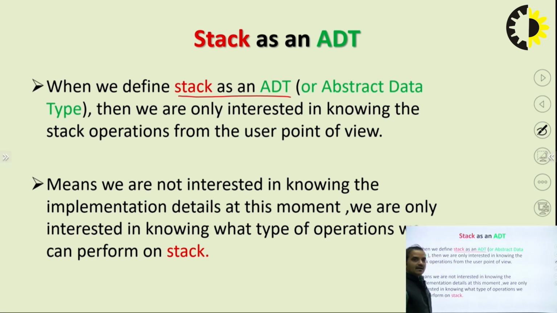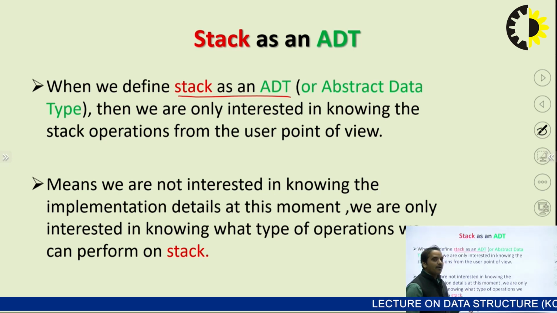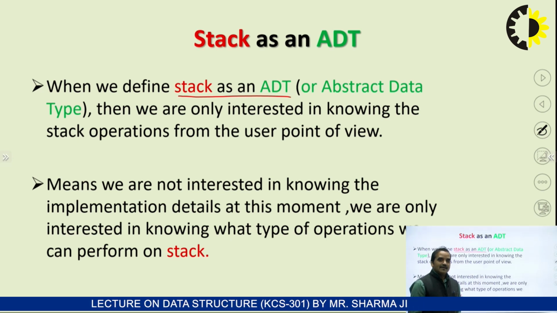This part of the stack is called abstract. It means we are not interested in knowing the implementation details at this moment. We are only interested in knowing what type of operations we can perform on the stack, that is, using the functions and what type of function we want to perform. We don't go into how the operation is performed. There are ready-made functions used here to perform the particular operations.